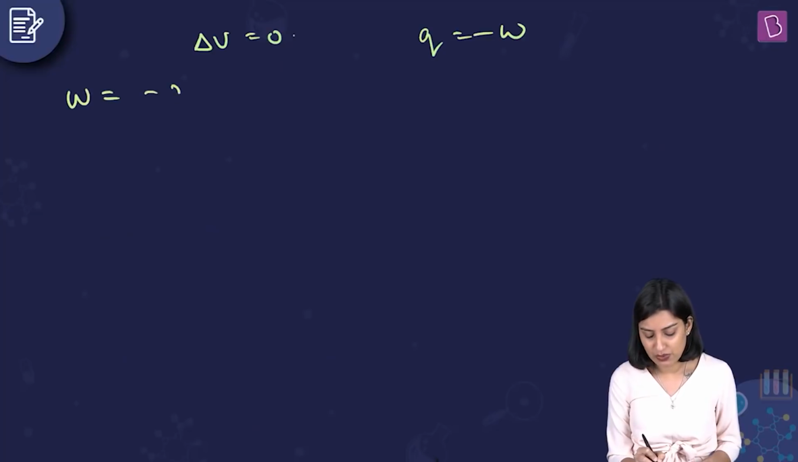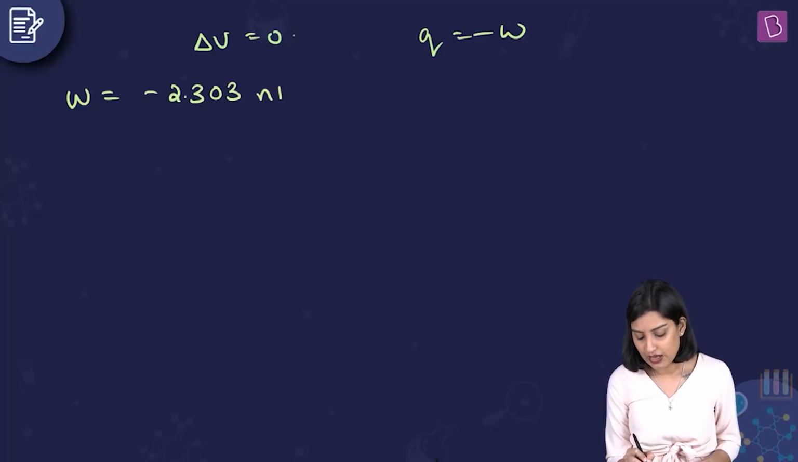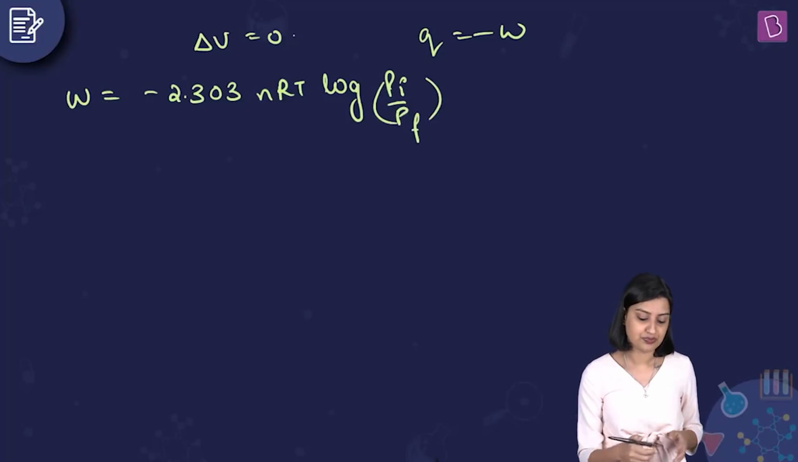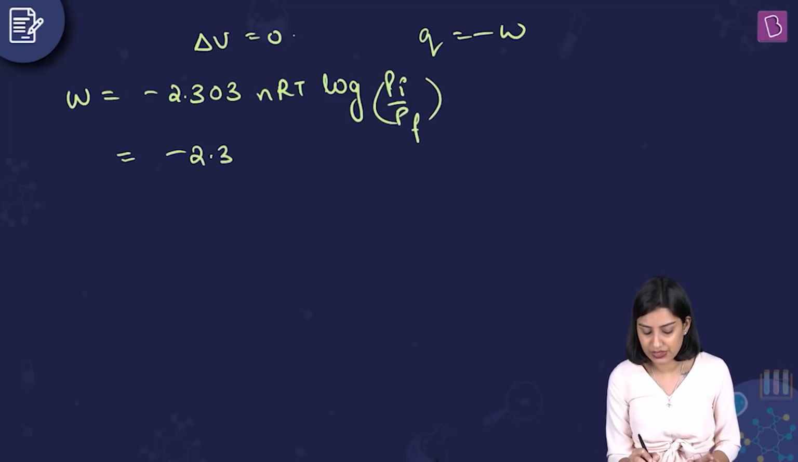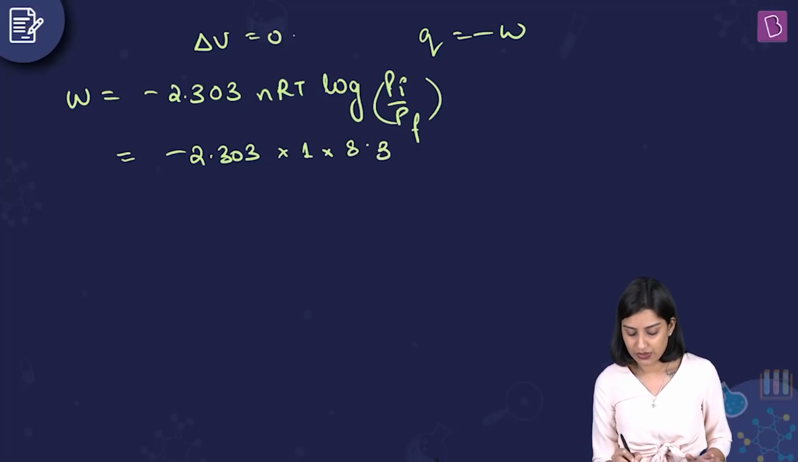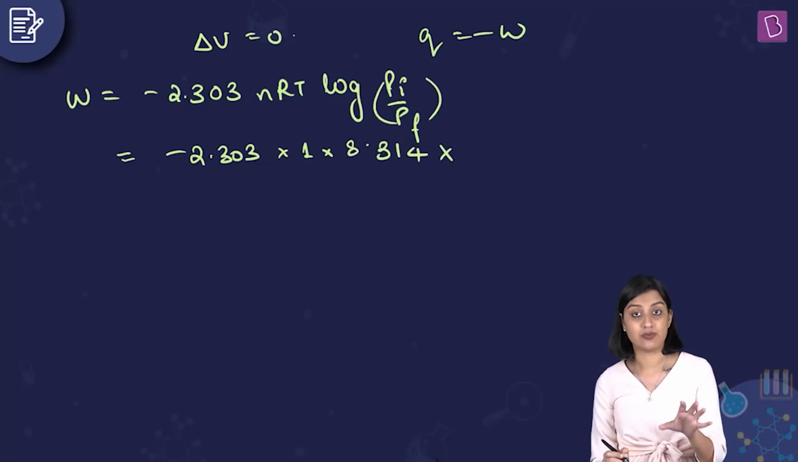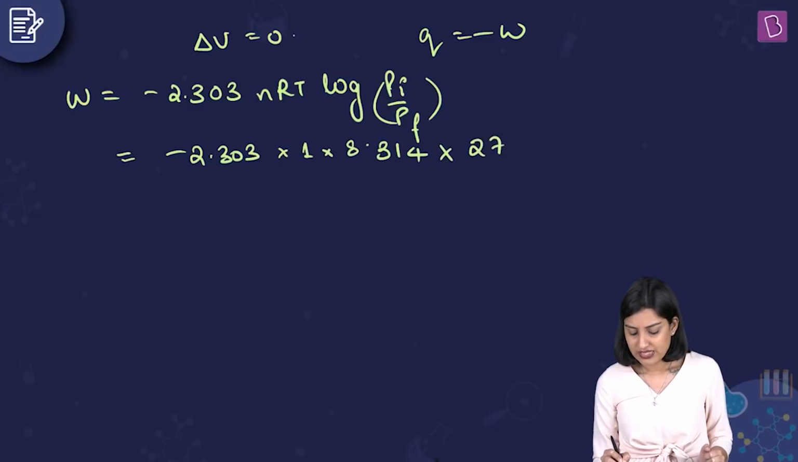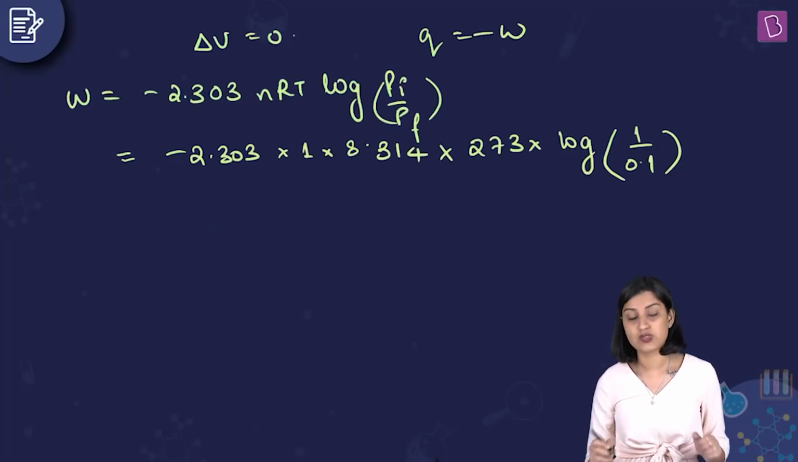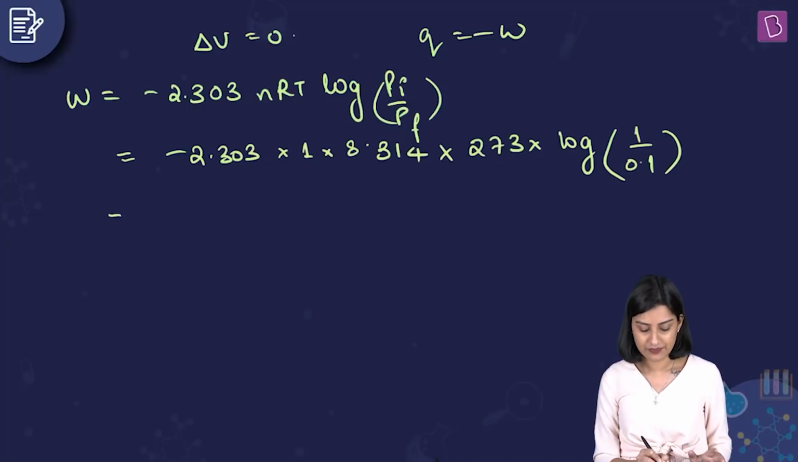We have W is equal to minus 2.303 nRT log of P initial by P final, in terms of the parameters that we have been given. So now we have minus 2.303, n is 1 because we have 1 mole, R is going to be 8.314 because we are talking about it in terms of kilojoules. So I will convert this to kilojoules later. Temperature 273 Kelvin, log of initial pressure is 1 bar, final pressure is 0.1 bar. So log of 10 is what we are getting.